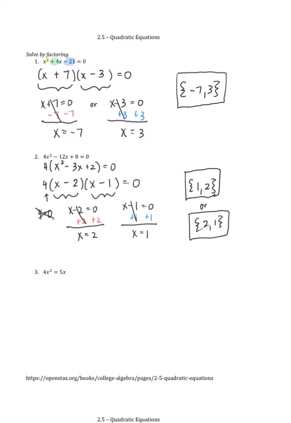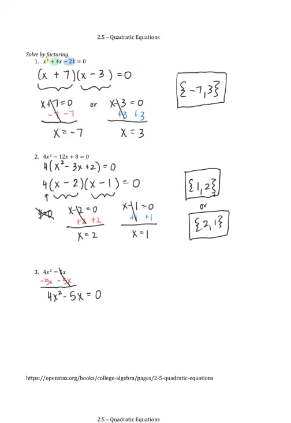All right, so let's look at number 3. Number 3, we still want to solve by factoring, but it's not set up for us yet. So remember, when you solve by factoring, you want everything on the left and have it set equal to 0. So we're going to start by subtracting 5x from both sides. Okay. Now notice it cancels out on the right. On the left, those are not like terms, so you're going to have 4x squared minus 5x equals 0. So now you've got it set equal to 0.